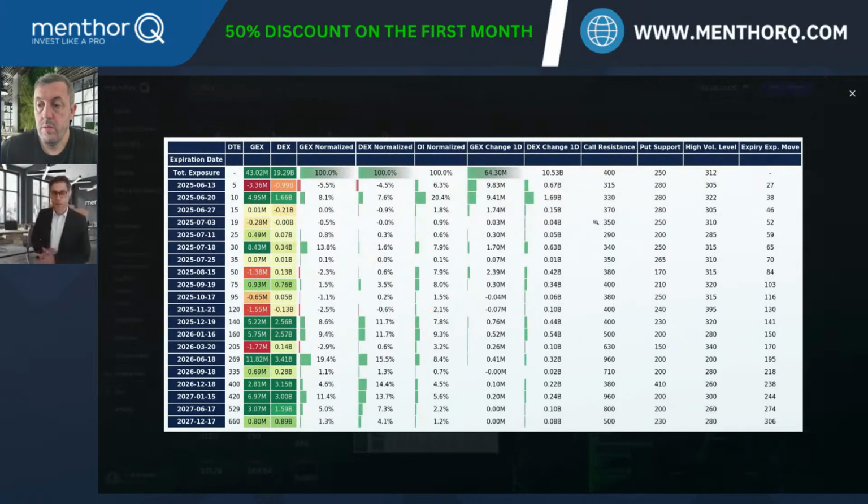The other thing is, if I'm not that sure and I can't see where the direction is, then the easiest thing would be to sell the expected move, so roughly 30 points, and maybe set the break-even points somewhere in between the expected move and the call resistance and the put support. So already we have two trades.